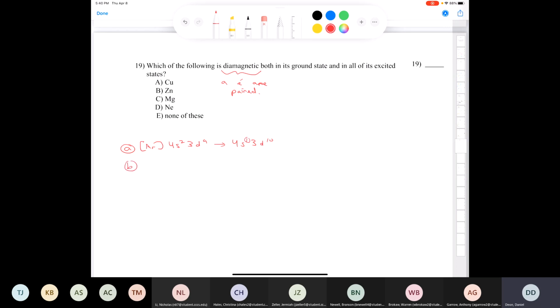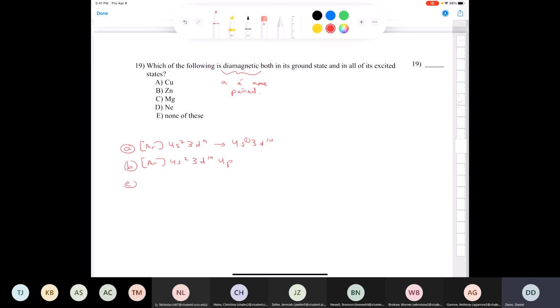If we go to zinc, we have all of our electrons paired in zinc, which is argon 4s2 3d10. However, it says also in the ground state and all of its excited states, right? What's an excited state? An excited state would be when we promote an electron from the 3d orbital into a 4p orbital, which we can do because they're so close in energy.